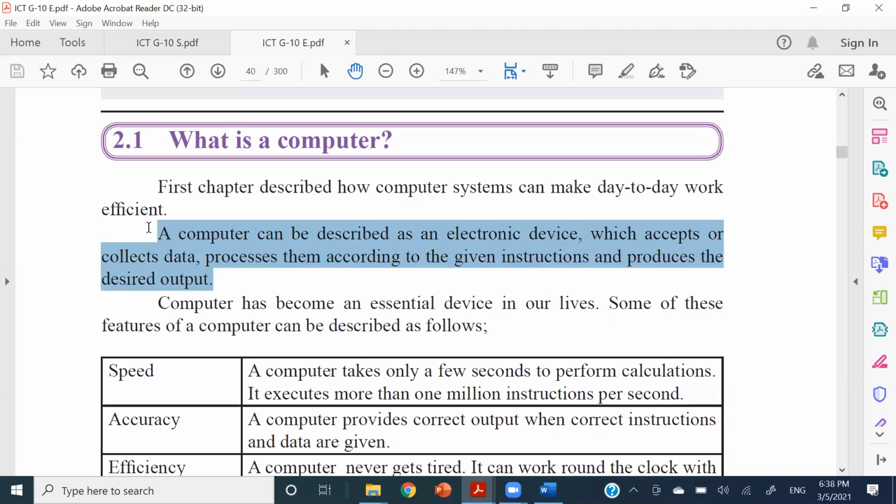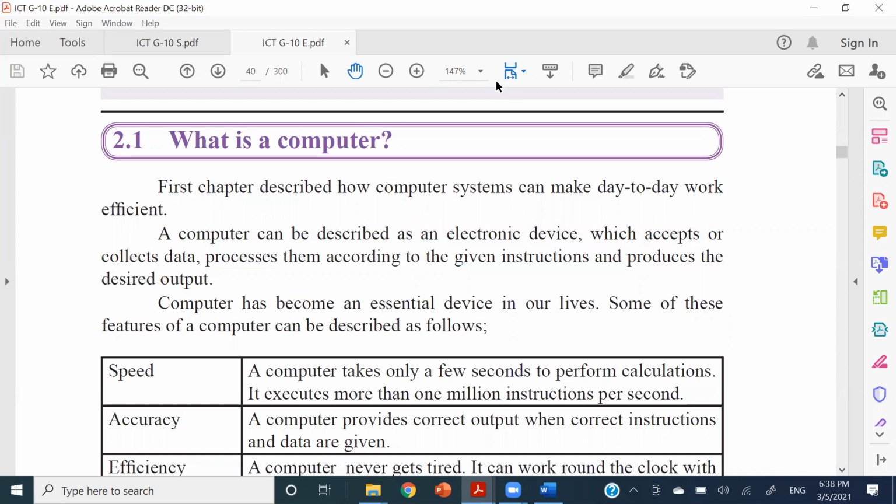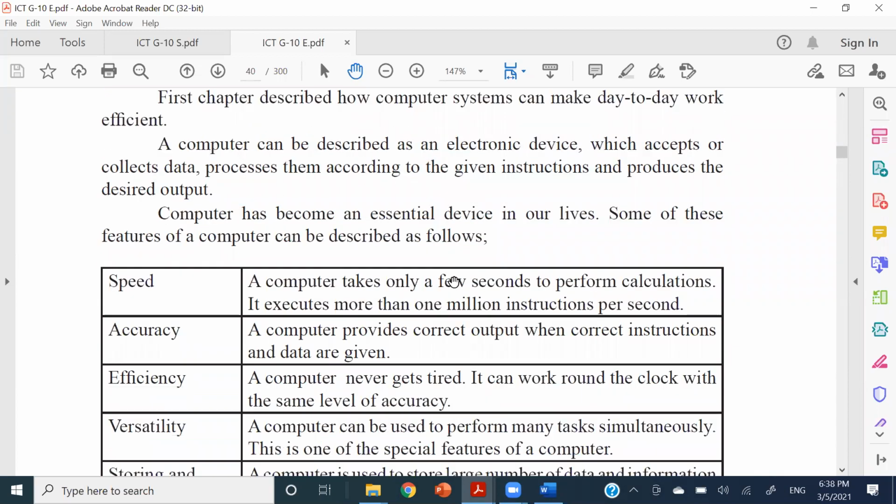So it's better you remember the definition of a computer, right? It is very rare that the paper asks to define a computer, but for your term tests, in the first and second terms, there will be some questions, right? So it's better you know. And then it is talking about some specific features regarding the computer, right?